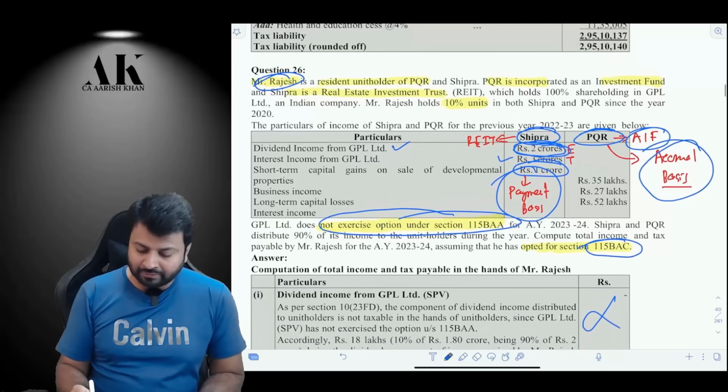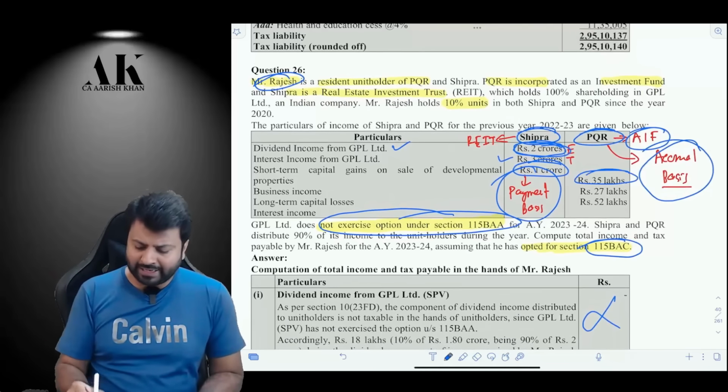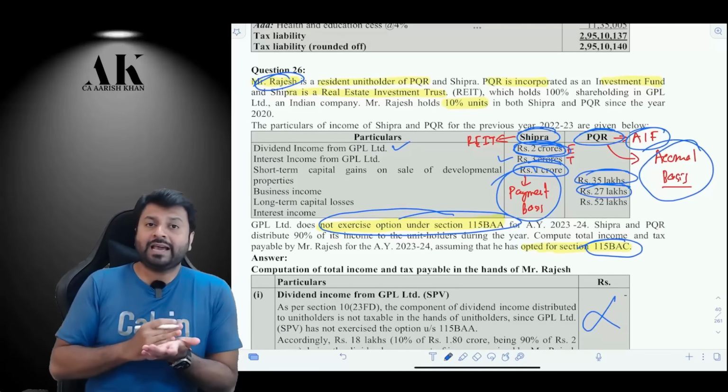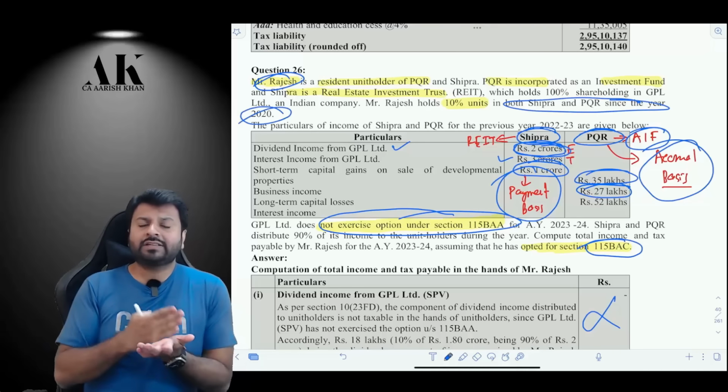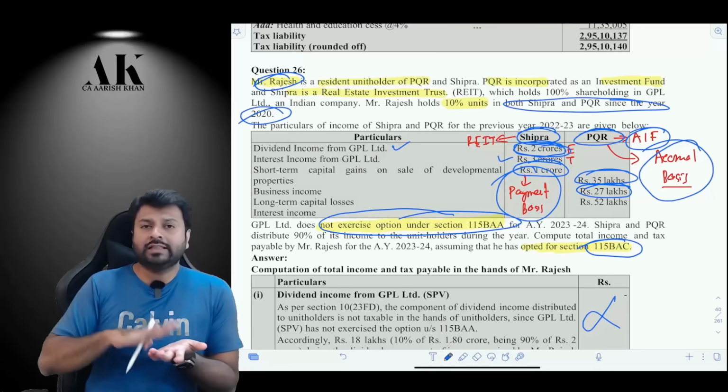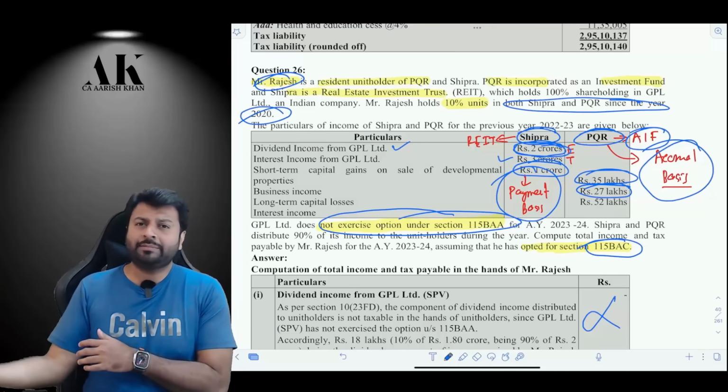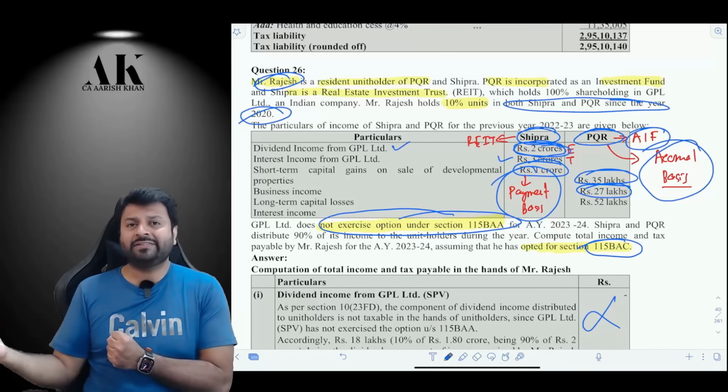Let's talk about AIF now. Business income: AIF will pay tax, investor will not pay tax. Losses of 27 lakhs will be carried forward by the investor because the investor is holding the units for more than 12 months. If the investor is holding for at least 12 months or more, then the investor will carry forward. But in this question, there is no long-term capital gains. Therefore, we are not able to set off this 27 lakhs of long-term capital loss.